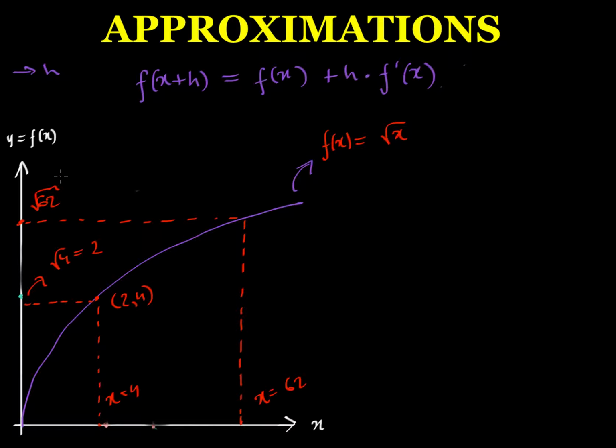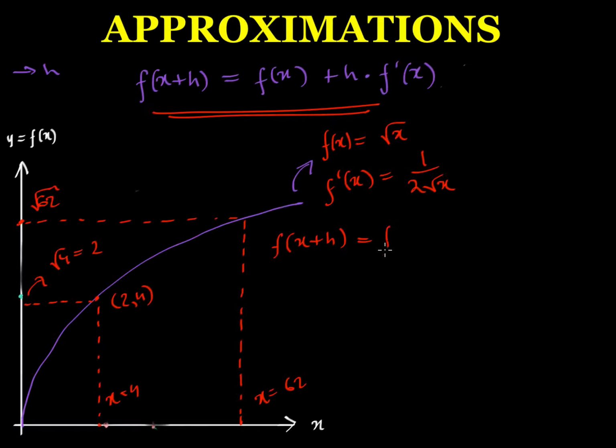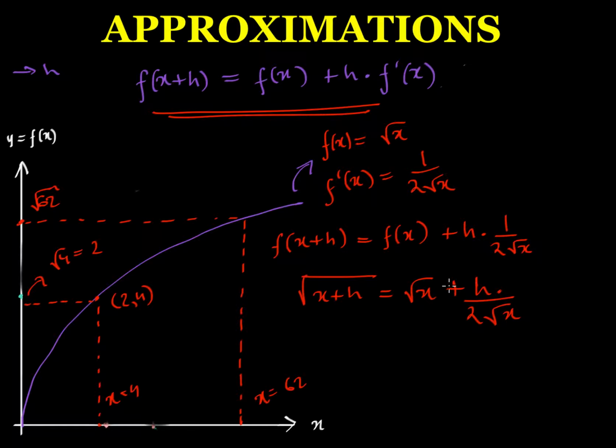So we can find out root of 62 with the help of approximations. And it's actually pretty interesting because we know f dash of x, the derivative of root x, which is 1 by 2 root x, right? We can do something like this. We can say that f of x plus h is equal to f of x plus h times 1 by 2 root x, or root of x plus h is equal to root of x plus h divided by 2 root x. I hope you can see what I'm hinting at.